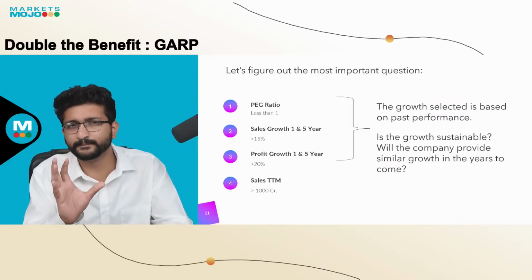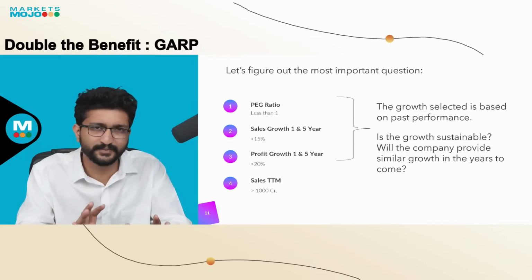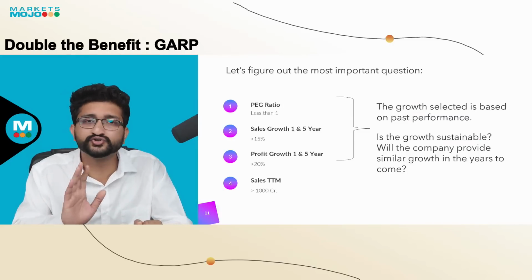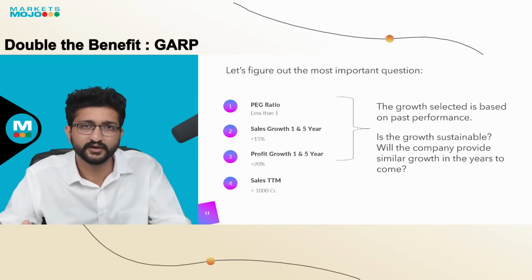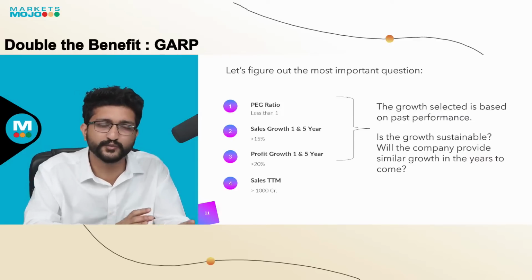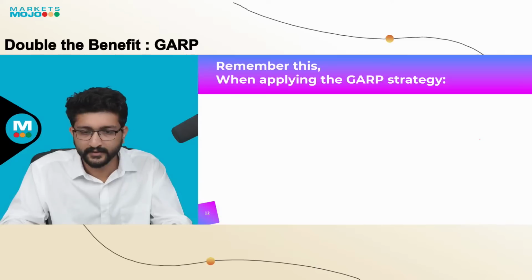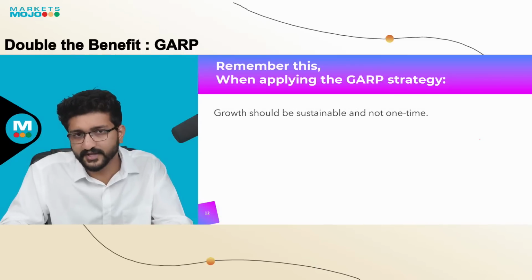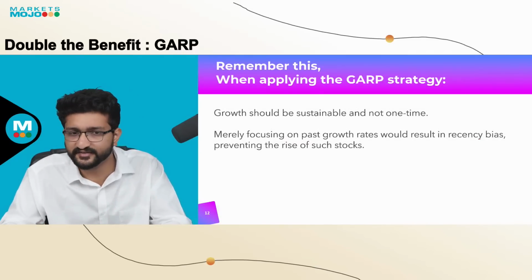So when you look at this GARP model, you should pick stocks with PEG less than 1, all that is great. But you should also pick those stocks that have the potential to grow at the same pace. Otherwise, you're identifying a stock based on past performance, it does not make sense. What I mean by this is, growth should be sustainable and not one time. Merely focusing on past growth rates would result in recency bias.